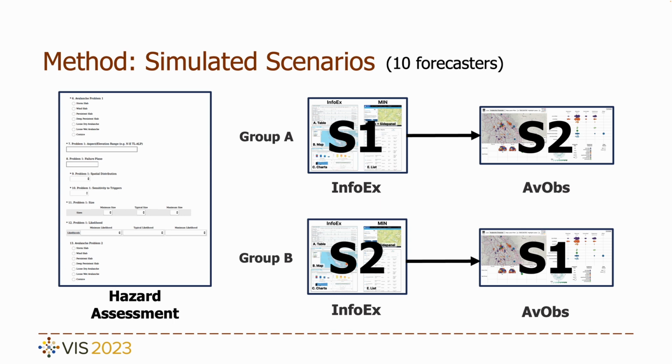For each of the scenarios, forecasters completed hazard assessments that include all of the formal measures that would normally be found in a public forecast bulletin. And we split the forecasters into 2 groups, where scenarios were presented in different orders to ensure that any differences were because of the tools and not because of the scenario. InfoX was always presented first in case that AVOBS inspired any unconventional uses of their existing tools.